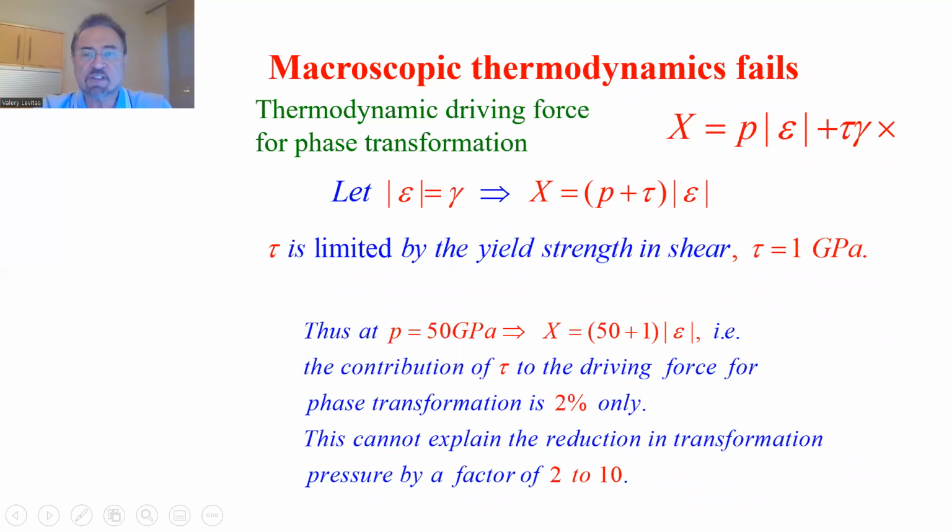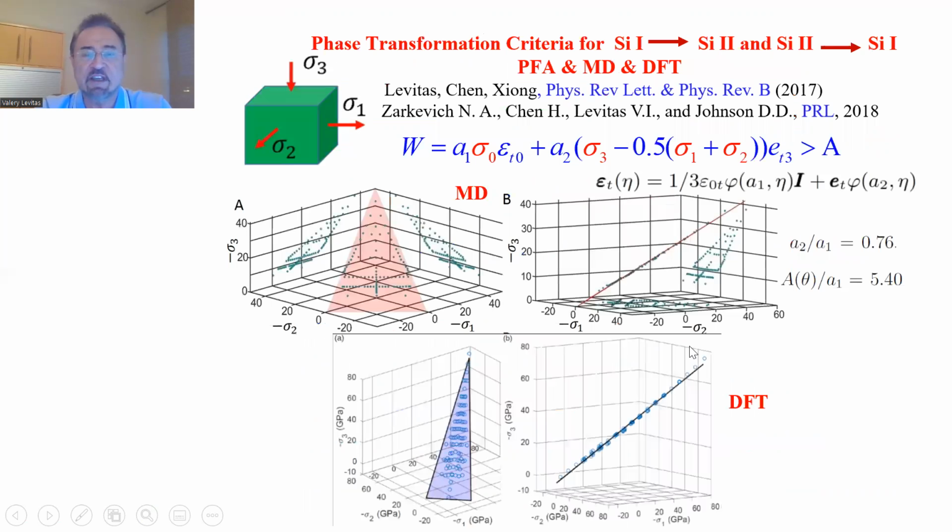Point is that macroscopic thermodynamics cannot describe any of this phenomenon. And the reason is that shear stress is limited by macroscopic yield strength in shear, say 1 GPa. And this is the mechanical driving force for phase transition. And under some assumption, pressure and shear are additive. And say at 50 GPa, effect of 1 GPa of shear is 2%. We can change assumption, we will get 10%, but we never will get order of magnitude reduction. And that is why we develop our four-scale theory.